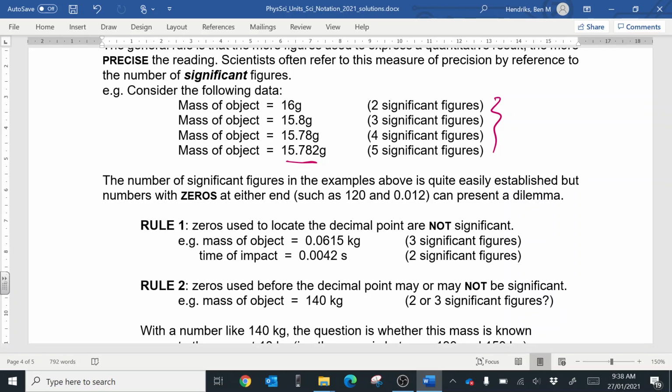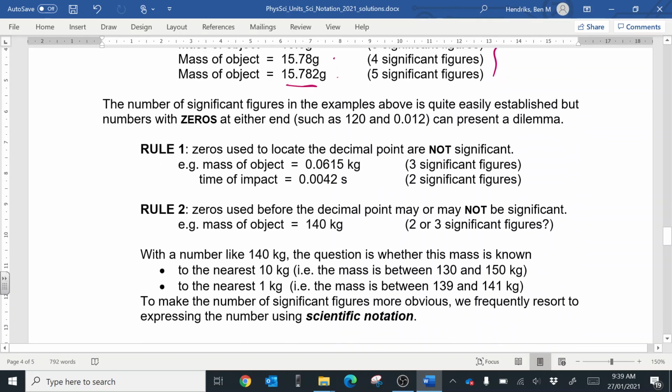So the number of significant figures in the example above is quite easily established, but numbers with zeros at either end, such as 120, or at the beginning, such as 0.012, can be ambiguous. So obviously these ones are pretty easy because there's just two numbers here, three numbers here, four numbers for this one, five numbers for that one. So that was pretty easy. But these ones here, when we have zeros, it can become a bit more confusing.